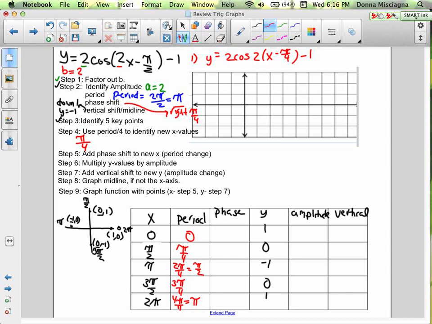Now that we've adjusted our x values using the period, now we need to add the phase shift to our values. The phase shift is pi fourths, so we're going to add pi fourths to each of these.